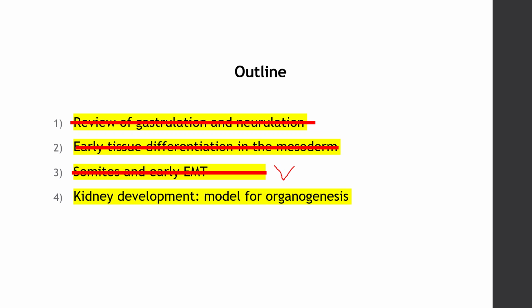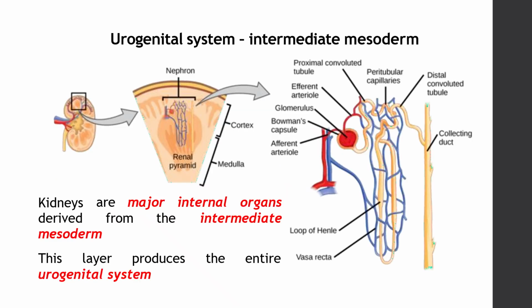Okay, we finished the somites and the epithelial mesenchymal transition. Now we're going to talk about kidney development, which is a model for organogenesis and this double induction process. In this section, we will talk about the urogenital system. In particular, we're going to talk about how the kidney forms and how these major organs are derived from the intermediate mesoderm. We are not going to talk about the gonad development.